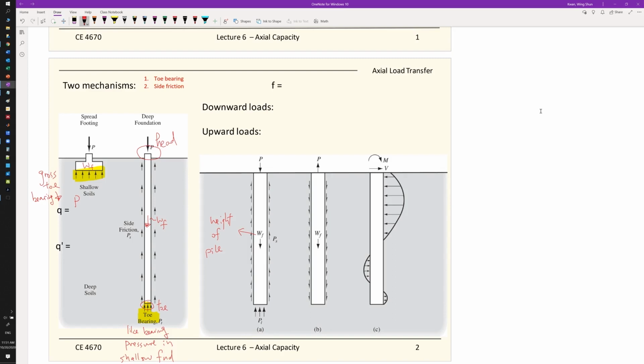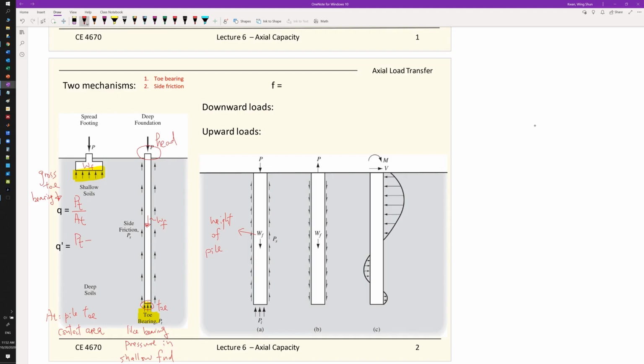So the gross toe bearing at the bottom will be equal to P sub T divided by the area at the toe. We will talk in later slides about how to calculate the area of the toe. It's a little bit tricky. And again, A sub T is the pile toe contact area with the soil. This area is important, the way that you calculate it, because it affects your result.